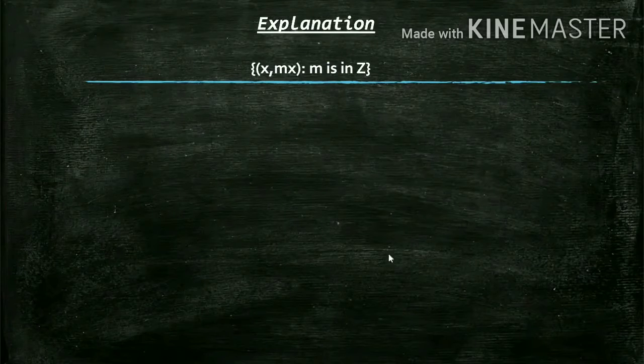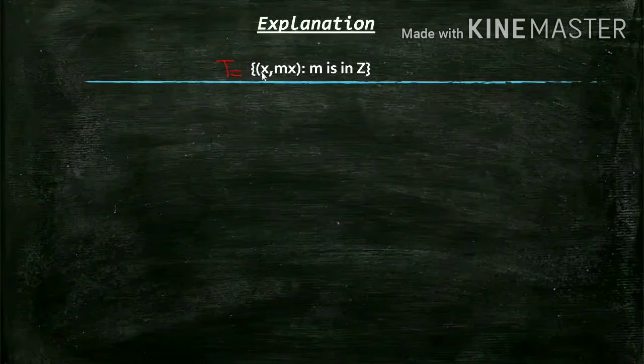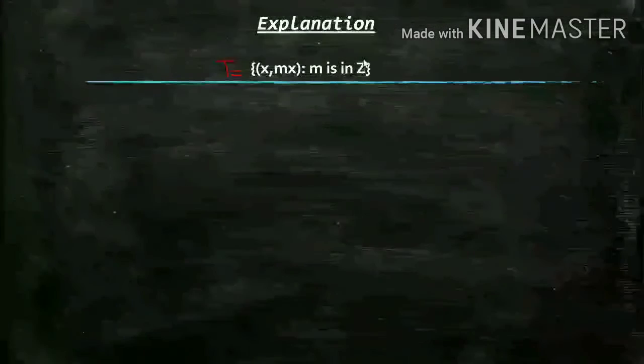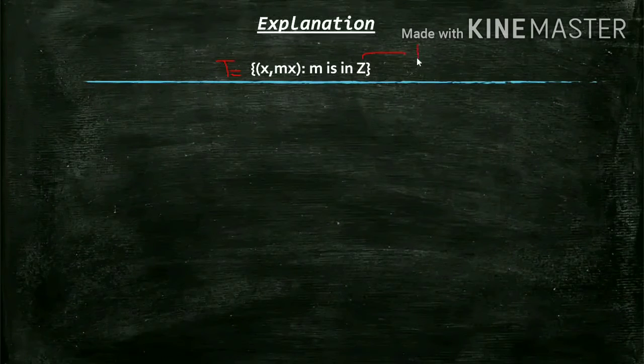The question was this. It was saying this was a set T, where T equals {(x, mx), m is in Z}. Z basically is the set of integers, also written as I. Now clearly it is a relation, no doubt, because it is a set of ordered pairs. I want that thing only. Now I need to verify whether it is a function or not.